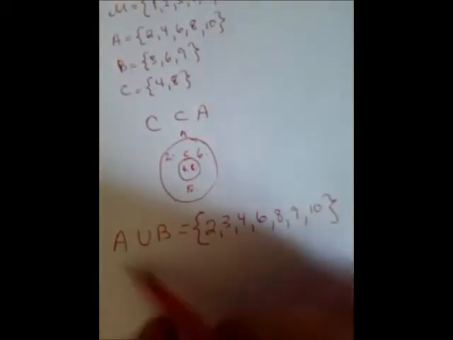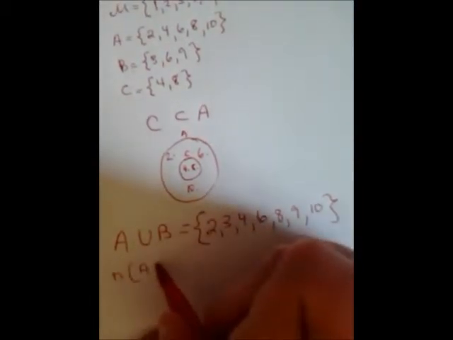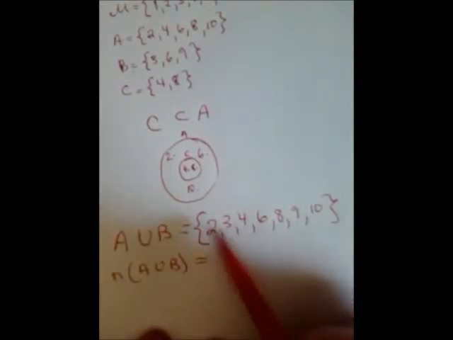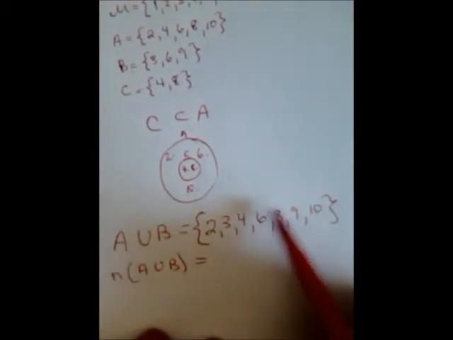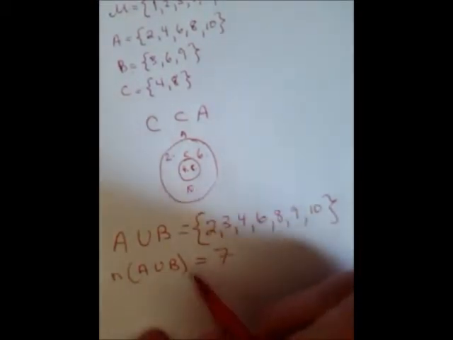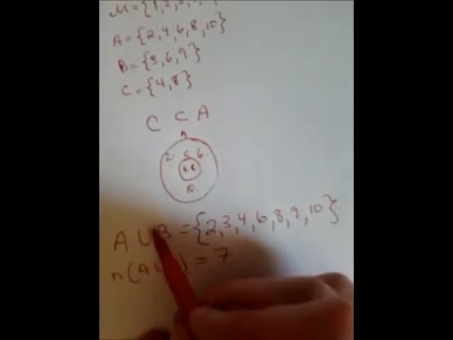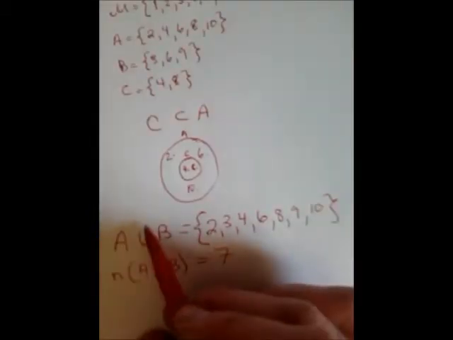Next they want the N, so all this means is the number of elements in this. Well, how many elements are in here? Remember, each one of these entries is an element. 1, 2, 3, 4, 5, 6, 7. There are 7 elements in the union of A or B, right? Remember, union is or.